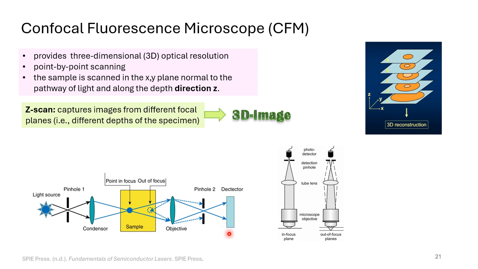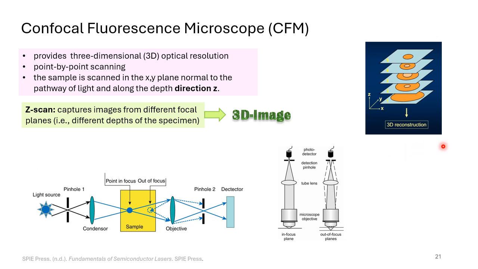So, in CFM, to obtain a full image, or as I've mentioned, a 3D image, the sample is scanned in both XY directions, and also along the depth direction, which is the Z direction. This is called a Z scan. The Z scan captures images from different depths of the sample, and after that it combines those images and produces a 3D image.